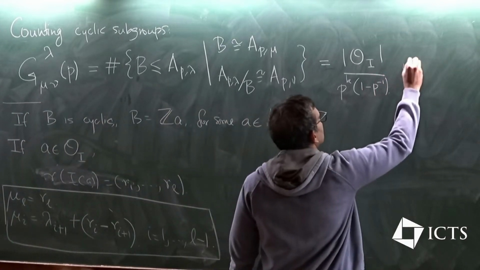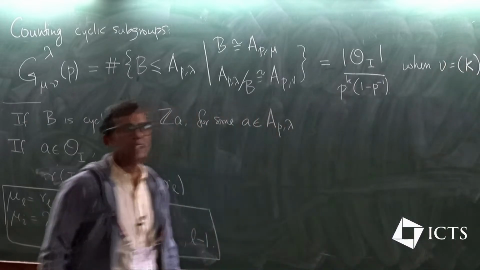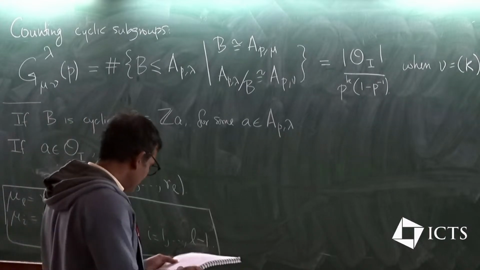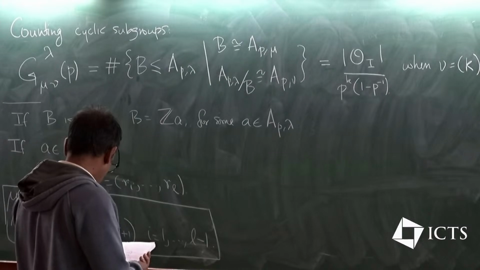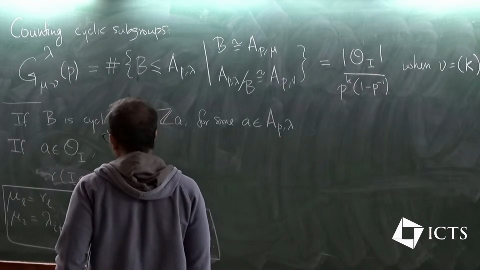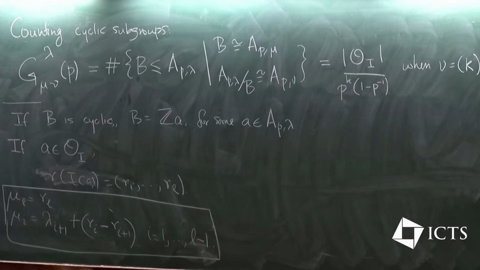Yes, this is for B cyclic, specifically of order p to the k. And what is k in fact? You can read it off from this R. This R is telling you, it's the boundary of this ideal. So it's telling you how deep inside the ideal you are. So in this case, for example, R1 is 2.